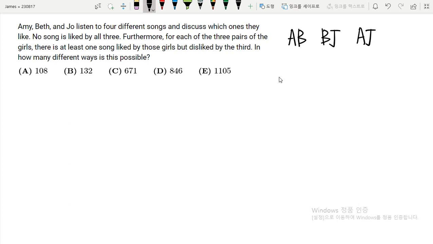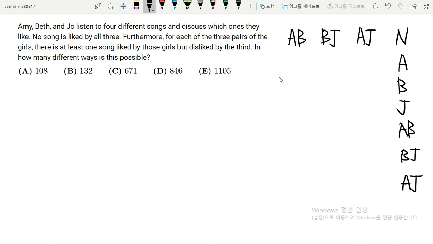And for the last song, maybe none of them like the last song, or it may be liked by Amy, Beth, or Joe, or it may be liked by AB, BJ, and AJ. But there is no song liked by all three. So the last song will not be liked by ABJ.